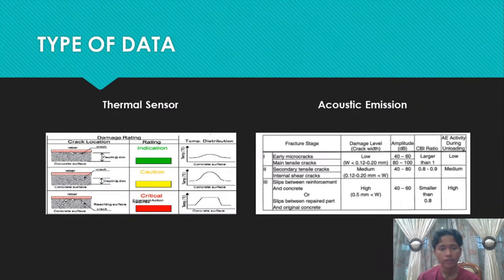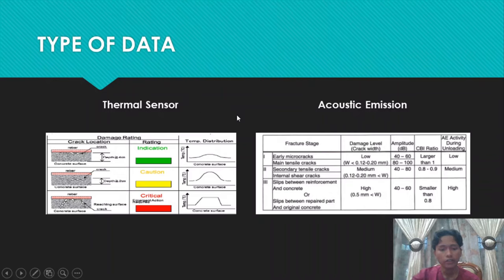Okay, next is type of data. There are several types of data that we get from a bridge inspection, but here we only want to discuss the data from two main sources, which is thermal sensor and acoustic emission, as these two are the main technique that we use in detecting defects of a bridge.